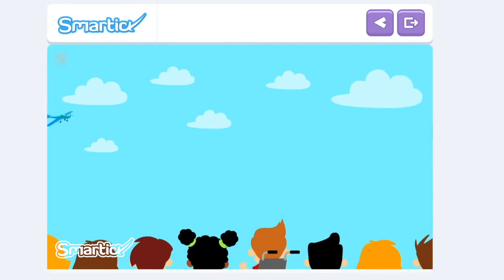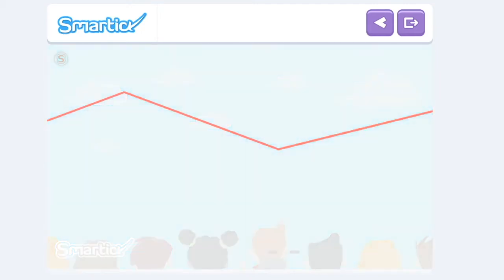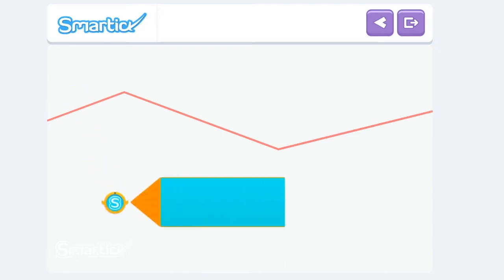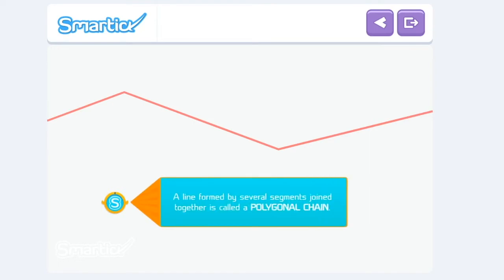The plane is coming back again, and now it's leaving a trail of red smoke. It's moving in one direction, but all of a sudden, it changes and repeats this several times. This time, the line drawn is in the form of a zigzag. What is it like? It's not curved like the last one. Polygonal. I think it's polygonal. Brilliant! A line formed by several segments joined together is called a polygonal chain.